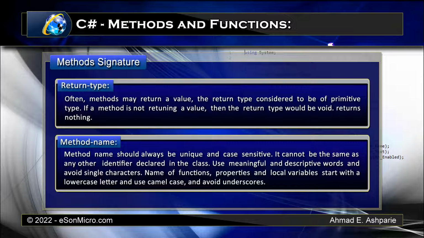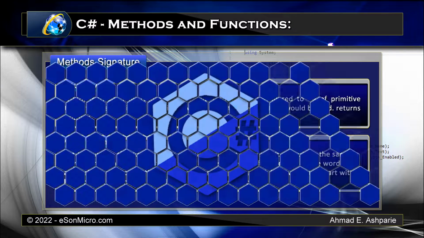Method name. A method name should always be unique and case sensitive. It cannot be the same as any other identifier declared in the class. Use meaningful and descriptive words and avoid single characters. Names of functions, properties, and local variables start with a lowercase letter and use camel case, and avoid underscores.